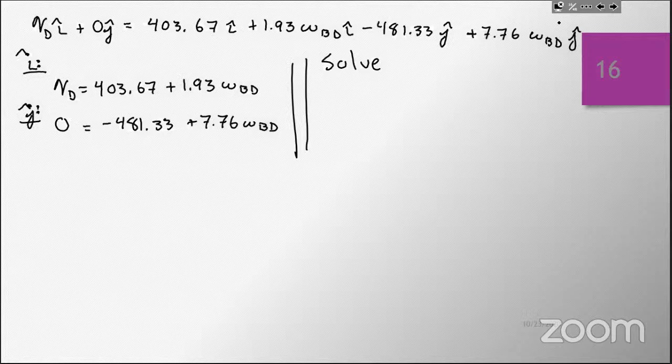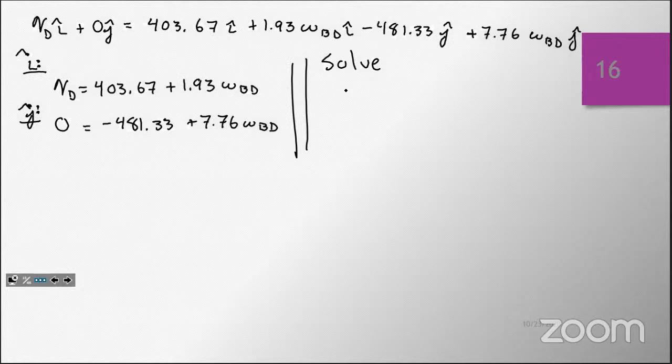Omega BD, actually, say that one more time, Zach. Omega BD, that's actually a variable. Yes, that is the angular velocity of the length BD. So we can solve this, we can use our calculator, or our favorite method. This one's not too bad.